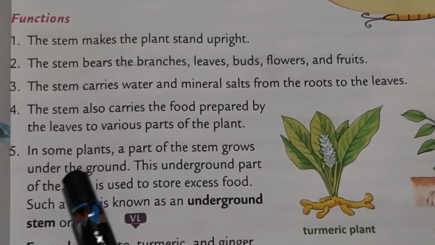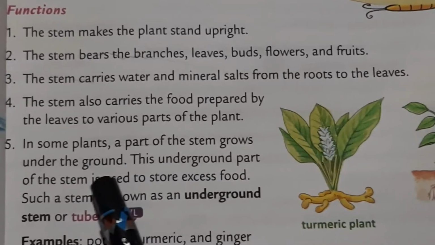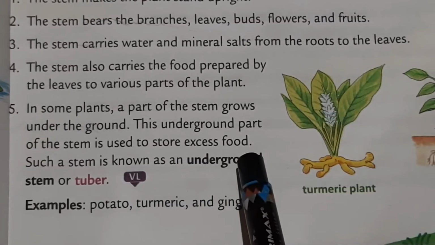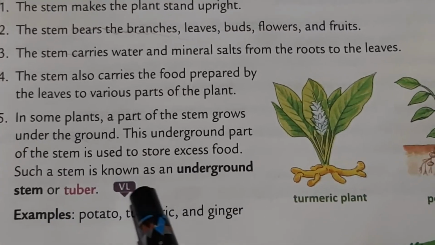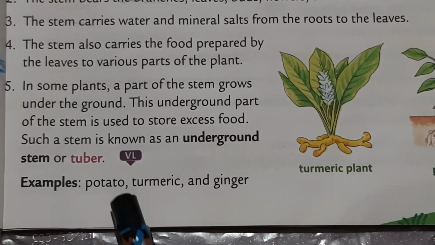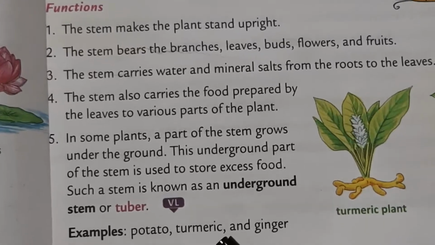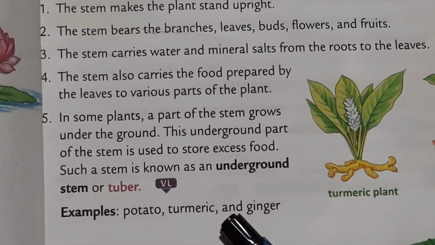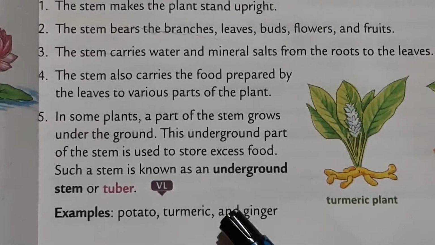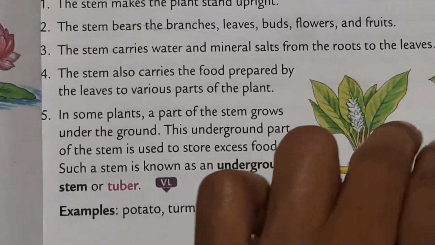Number 5, in some plants, a part of the stem grows under the ground. This underground part of the stem is used to store excess food. Such a stem is known as underground stem or tuber. For example, potato, turmeric, and ginger. In some plants like potato, turmeric, and ginger, some parts of the stem grow under the ground. This part of the stem under the ground is used to store extra food.